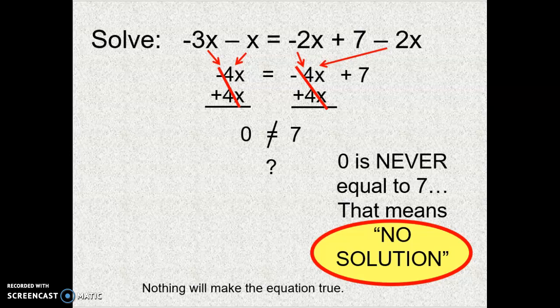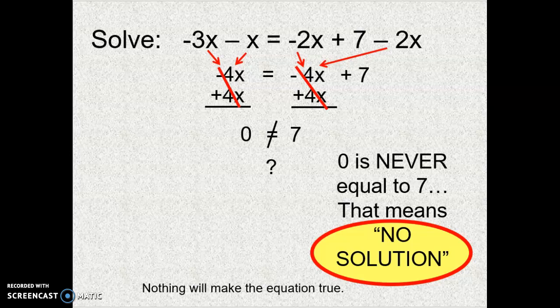Now I am going to add the 4x to both sides. I'm going to try to get rid of the negative 4x, so I'm going to add the 4x to both sides. When I do that, though, I get 0 on the left. Negative 4x plus 4x is 0. So then I get 0 on the left, but look, I get 7 on the right. Is that true? Does 0 equal 7?